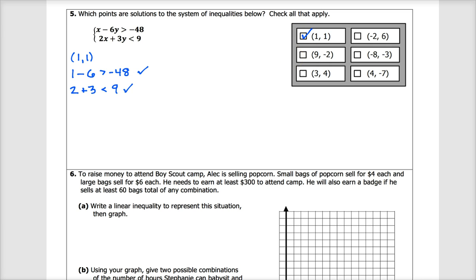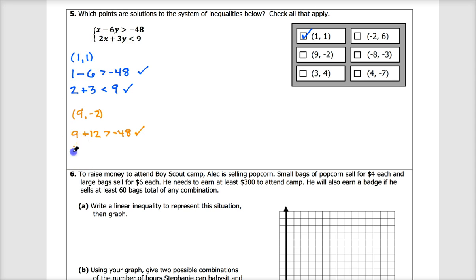If I try 9, negative 2 next, we plug a 9 in for x and a negative 2 in for y. Well, we're going to have 9, and then negative 6 times negative 2 is plus 12. So 9 plus 12, is that greater than negative 48? Well, yes, that is. Now let's try it in the second inequality.